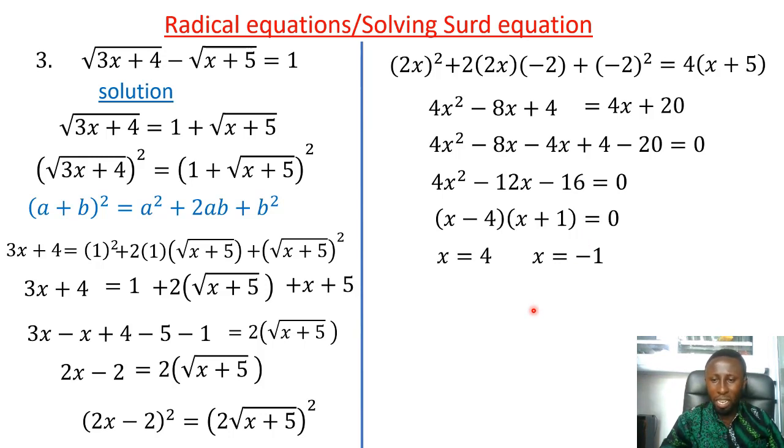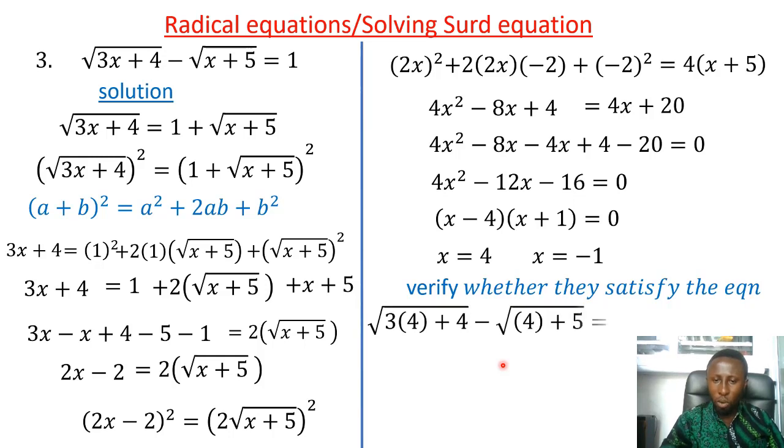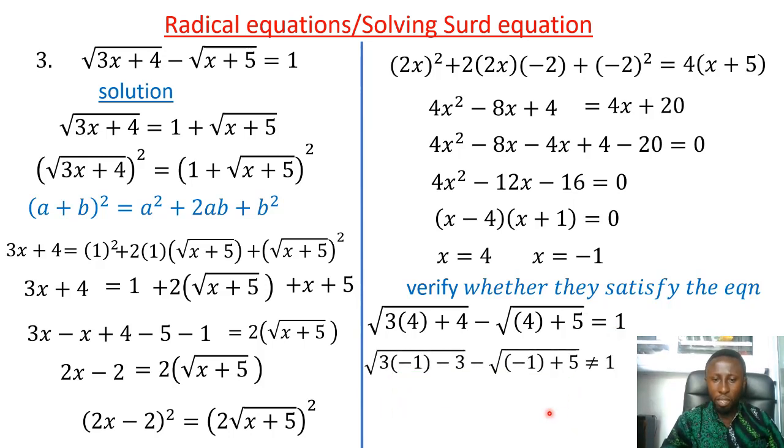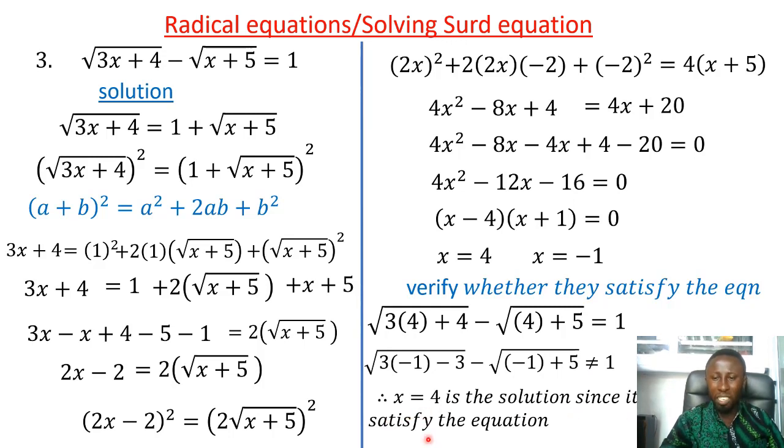So let's check whether it's a solution or not, or satisfy the equation. So verify whether they satisfy the equation. So when s equals 4, you put s equals 4, you see that the answer is 1. So this one is a solution. Then let's check when s equals -1. You put s equals -1, you will not get 1. So the -1 is not a solution. So in conclusion, s equals 4 is the solution since it satisfies the equation.